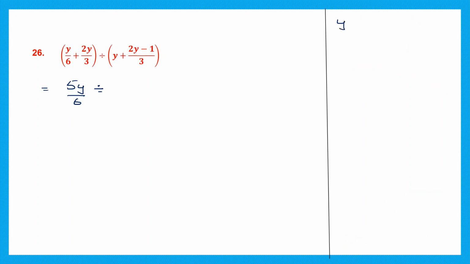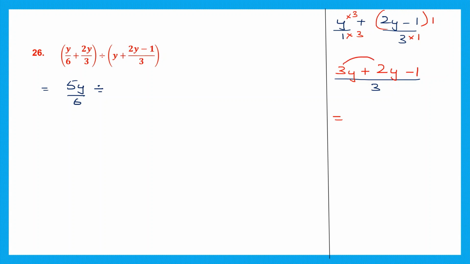That is y plus 2y minus 1 by 3. Let's give this a denominator 1. So the LCM will be 3. Okay, so 1 into 3. So we multiply this by 3. Y into 3 is 3y. Then here we have into 1. So we multiply this whole thing by 1. When you multiply by 1, you get back the same thing. So 2y minus 1. So here what do we have? Let's add up the numbers. 3 plus 2 is 5. 5y minus 1 by 3.